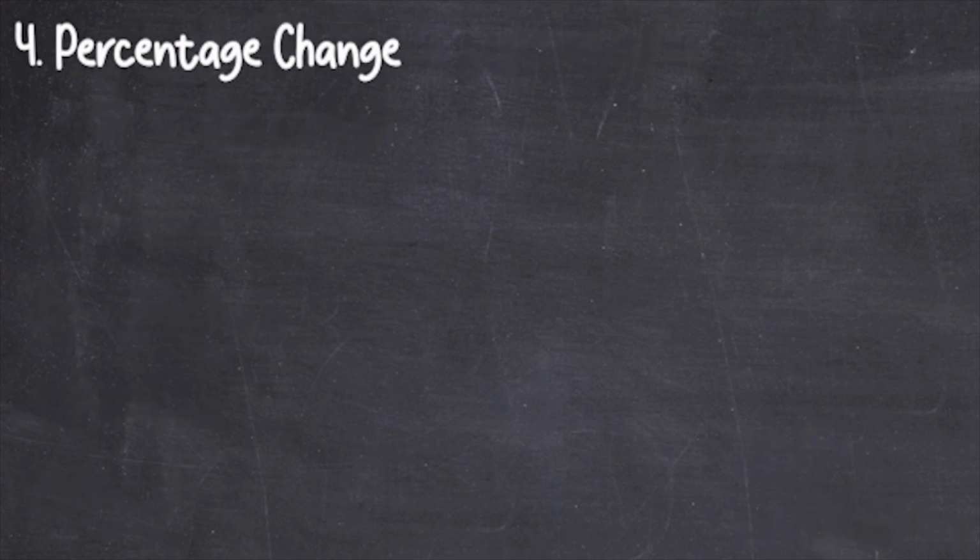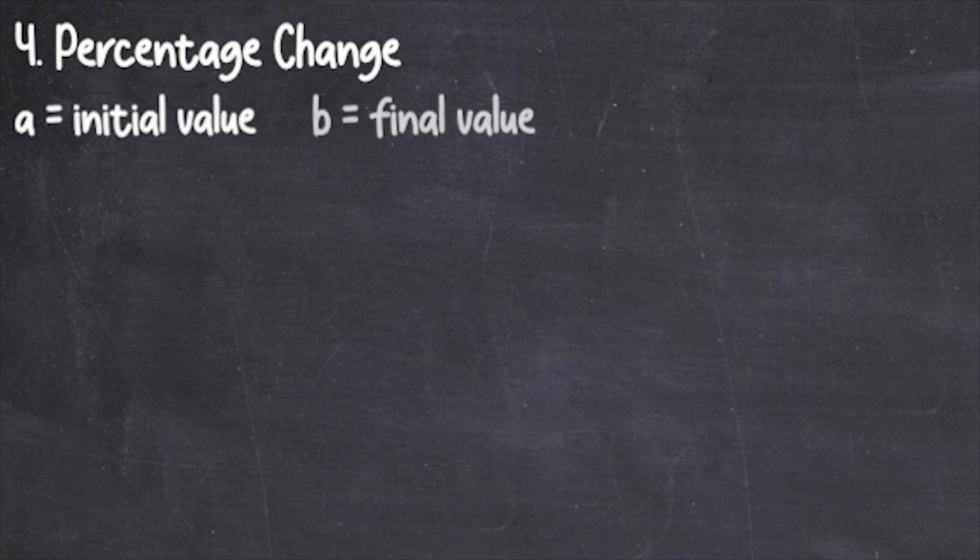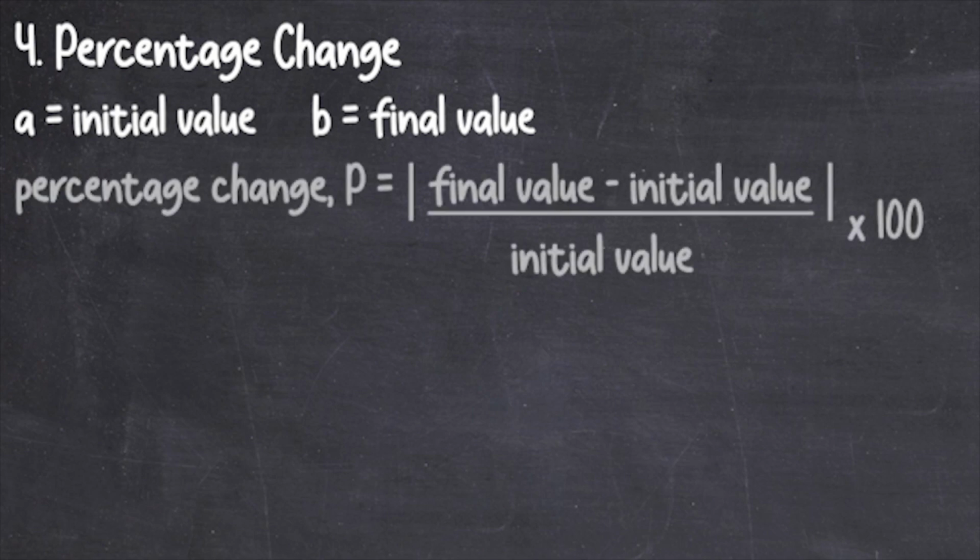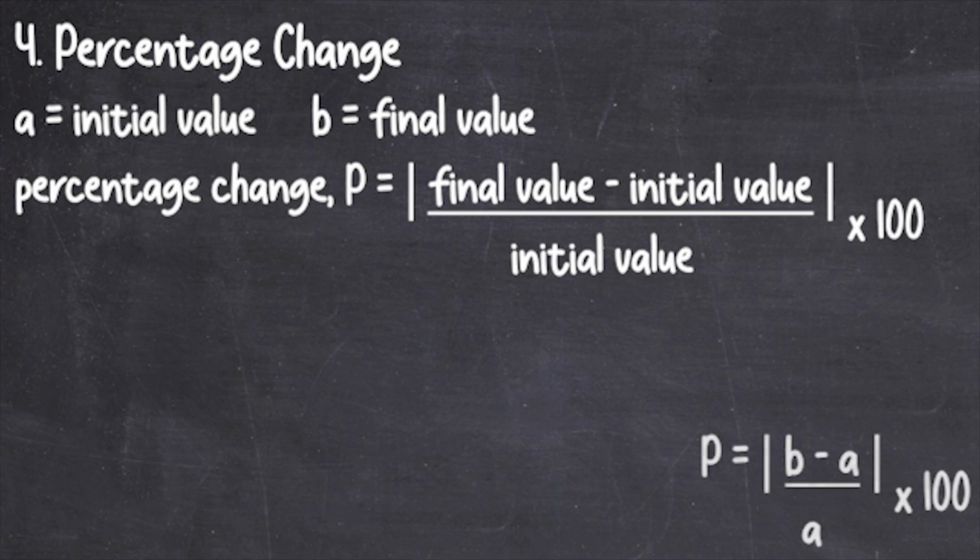The next formula deals with percentage change. If A equals the starting value and B equals the final value, then the formula for percentage increase, represented by capital P, is P equals the absolute value of the final value minus the initial value, divided by the initial value, times 100. The steps for calculating percentage change are as follows.